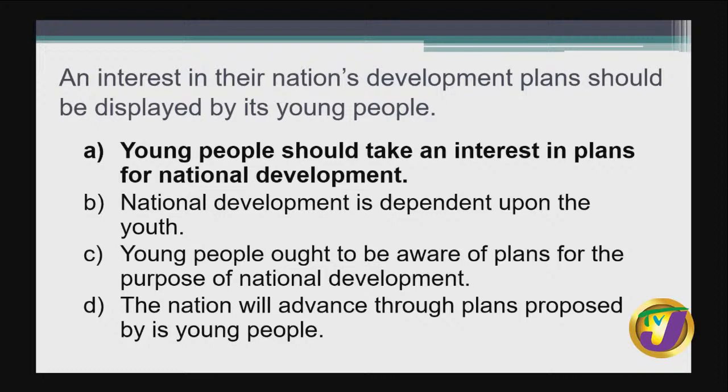C is more of a passive type of statement. They should be aware. Whereas A says young people should take an interest. So it's more of an affirmative action that is taking place, similar to the original statement. So I know that a few of you got thrown off by C. That's why they're called distractors. They're there to take your eyes off the real answer. So you have to be careful. All right, so let's look at the next one.